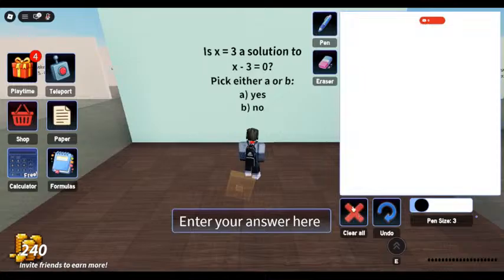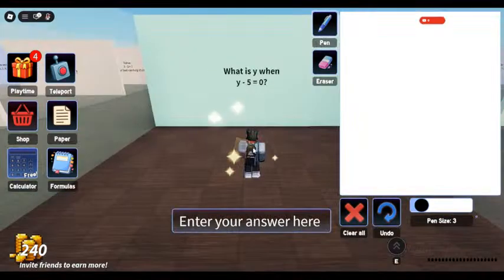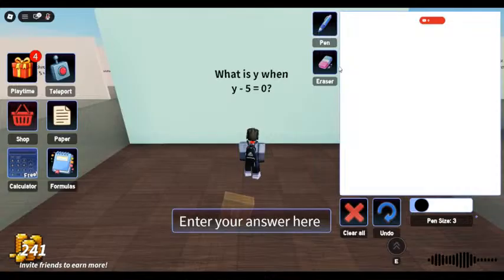In here now, x equals 3, is it a solution to x minus 3 equals 0, which is true because we flip it to here, it becomes positive. So x equals positive 3, which is 3. So the answer is A. Now here, what is y when y minus 5? Note this, that x and y are kind of the same. They are both variables. So y minus 5 equals 0. When we transpose this to the other side, y is equal to 5.